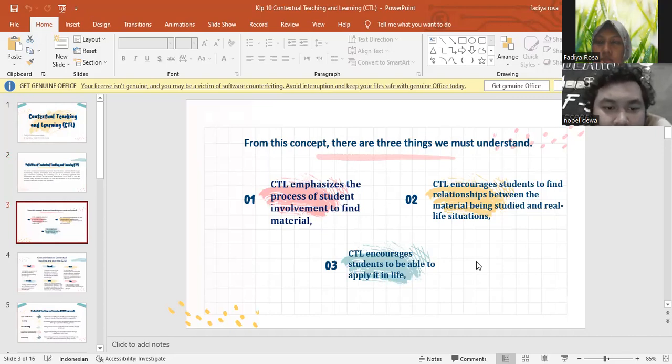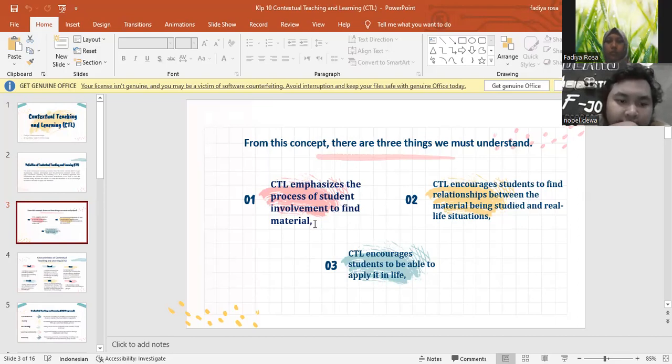And the second, contextual teaching and learning helps students find the relationship between the material being studied and real life situations. In this, the teacher relates the material being taught to real world situations, and encourages students to make connections between their knowledge and real life situations.